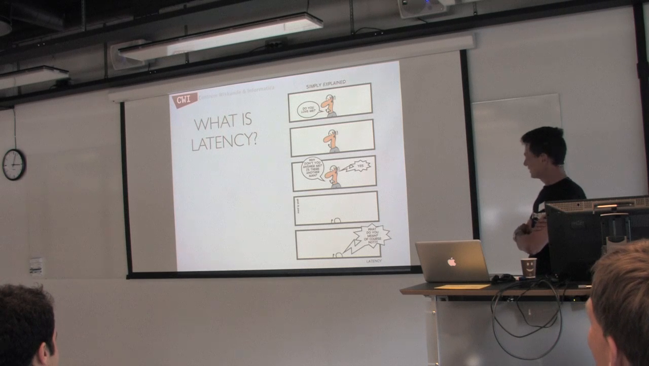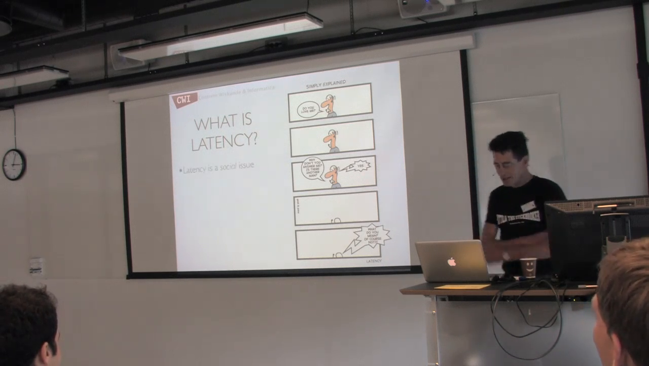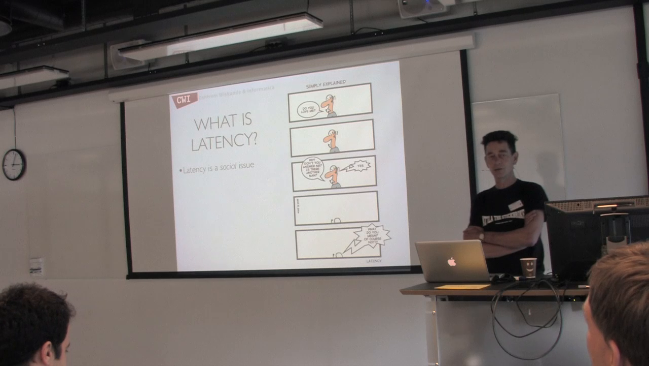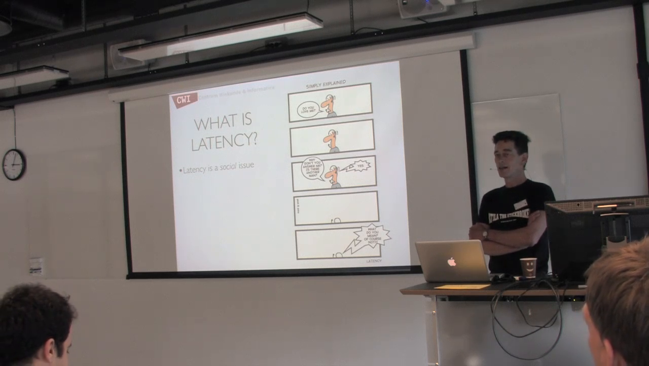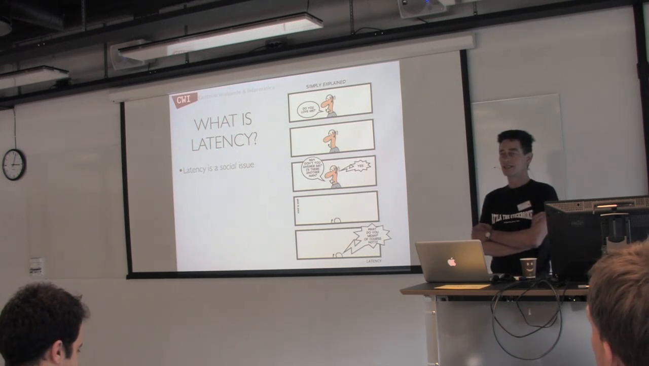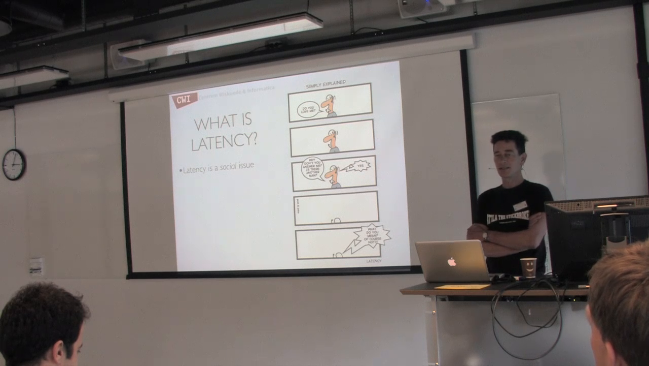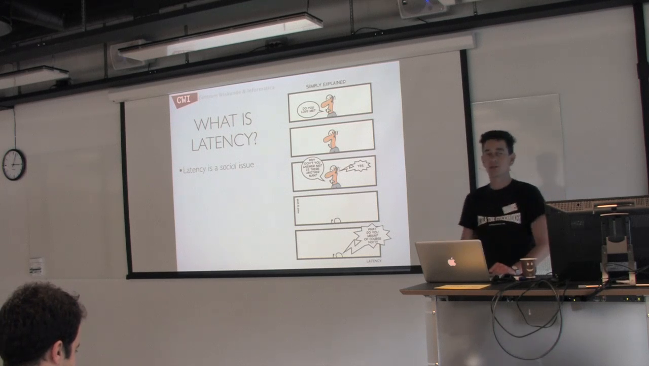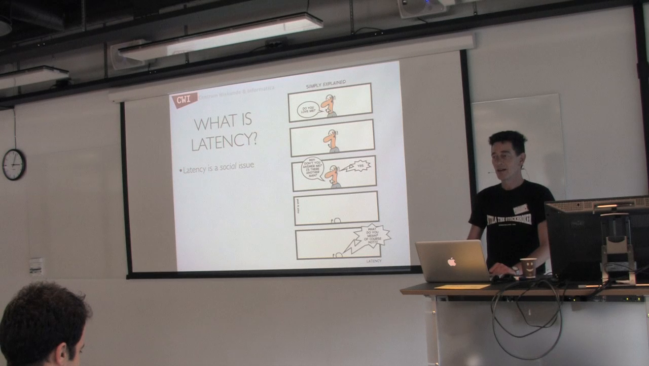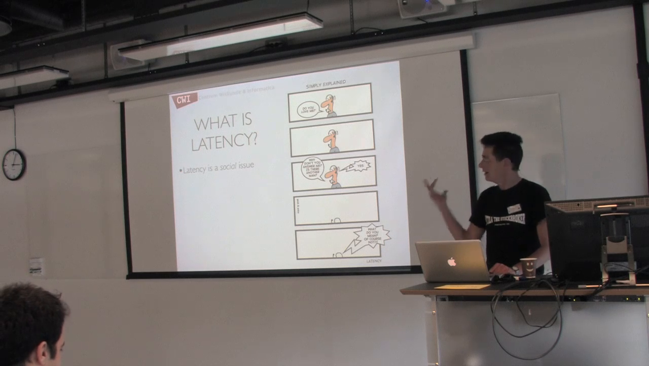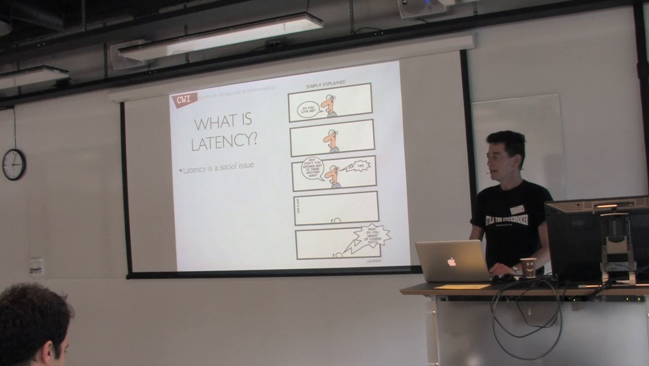And what does this cartoon teach us? The main thing that the cartoon teaches us is that latency is a social issue. It is about human interaction. And if you have latency problems, it is going to affect the human interaction. And of course, latency is also a systems issue. If you're doing codecs and you want to compare your codec to somebody else's codec, you're interested in that latency difference. But in the end, it is about human interaction.